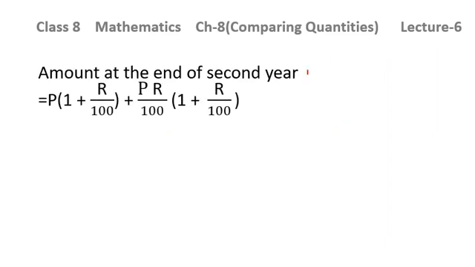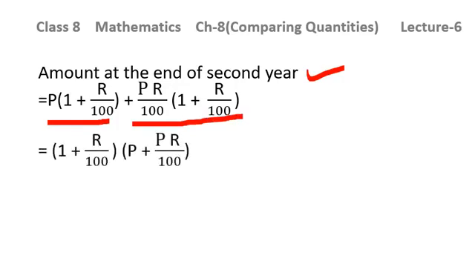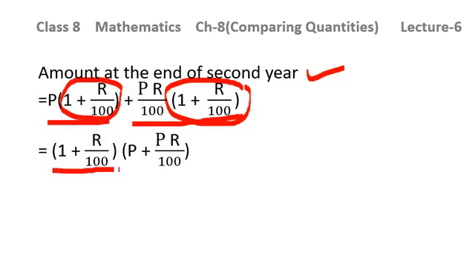Now the amount at the end of the second year, as I need to add the principal to the interest, which we have seen from the previous slide, will be principal plus interest. You can see this 1 plus R over 100 is present here and also here, so I have taken 1 plus R over 100 common. What will be left inside? It will be this P plus this PR over 100. So the amount at the end of the second year will be 1 plus R over 100 bracket P plus PR over 100.